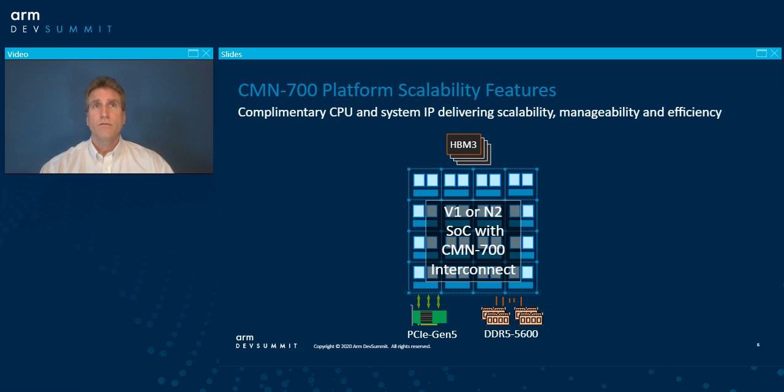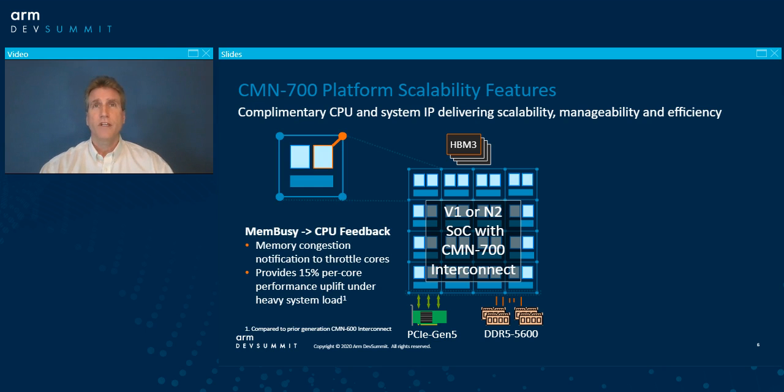The CMN 700 was designed as a scalable coherent mesh with distributed system cache and snoop filters to support V1 and N2 cores performance levels, as well as PCI Express Gen 5 and DDR5 and HBM3 controllers available from our EDA partners. In addition to the increased capacity and bandwidth, we've also added some advanced features like memory busy feedback mechanism to throttle the core's prefetchers when the memory queues get busy.